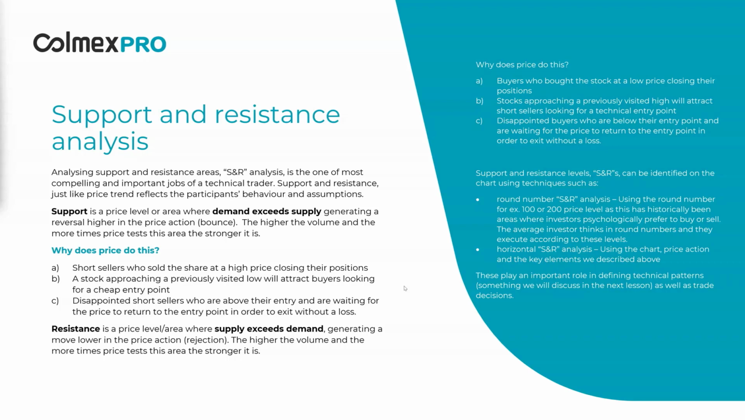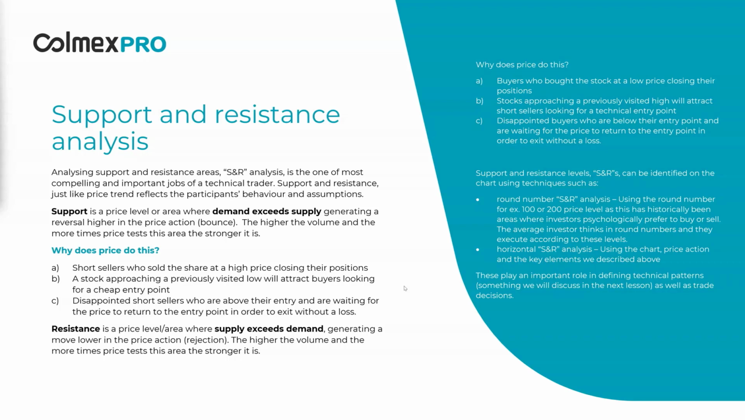So let's now talk about resistance. Resistance is the opposite of support. It's a price level or area where supply exceeds demand, and this generates a move lower in price action, oftentimes called a rejection of the area. The higher the volume and the more times price tests the area, the stronger it is. So why does price do this at resistance areas? We're going to talk about the participants once more.